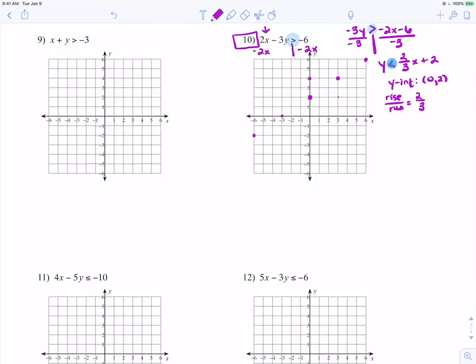So that means we will have a dashed line, and it will be shaded below the line.